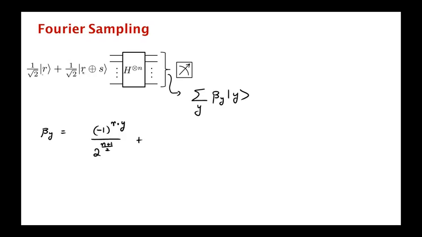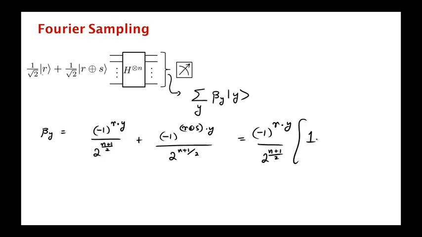And then with what amplitude do you go from r plus s to this? It's to y. It's -1 to the r plus s dot y divided by 2 to the n plus 1 over 2. Okay, you can further factor this out to -1 to the r dot y divided by 2 to the n plus 1 over 2 times 1 plus -1 to the s dot y.